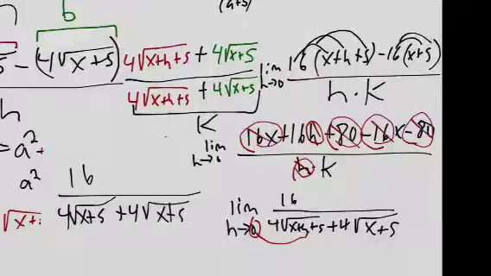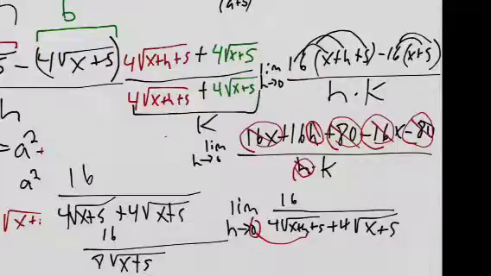And this is good because it's 4 times something and 4 times that same thing. We can combine these. We can add them to get 8. So we get 16 over 8 root x plus 5. And if we want to really finish this and simplify it, 16 divided by 8 is 2, so we get that the derivative is equal to 2 over root x plus 5. And then there is our final derivative.